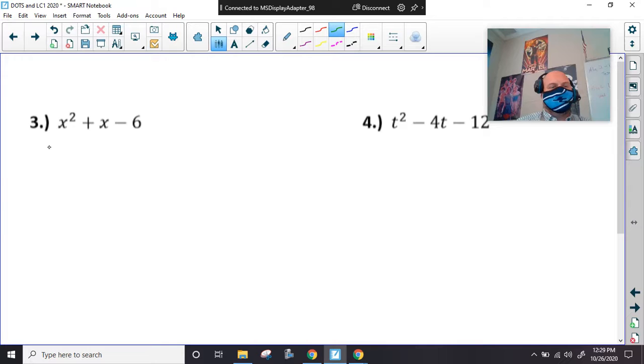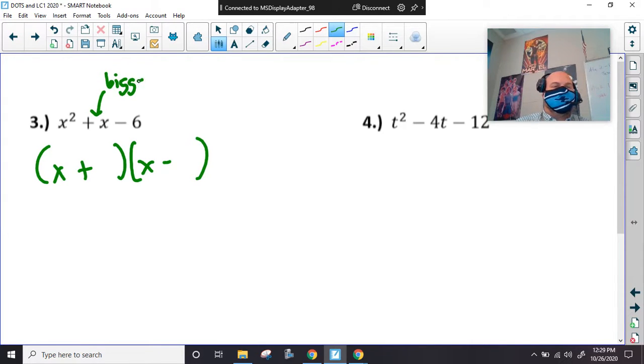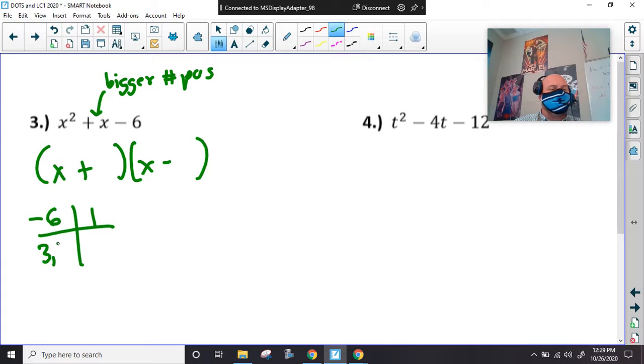Oh, here's one I love. All right. Since this is minus, our signs are different. And this means our bigger number is positive. So what numbers do we know that will go into 6? 3 and 2, right? I already said the bigger number has to be positive. So what's 3 minus 2? 1.